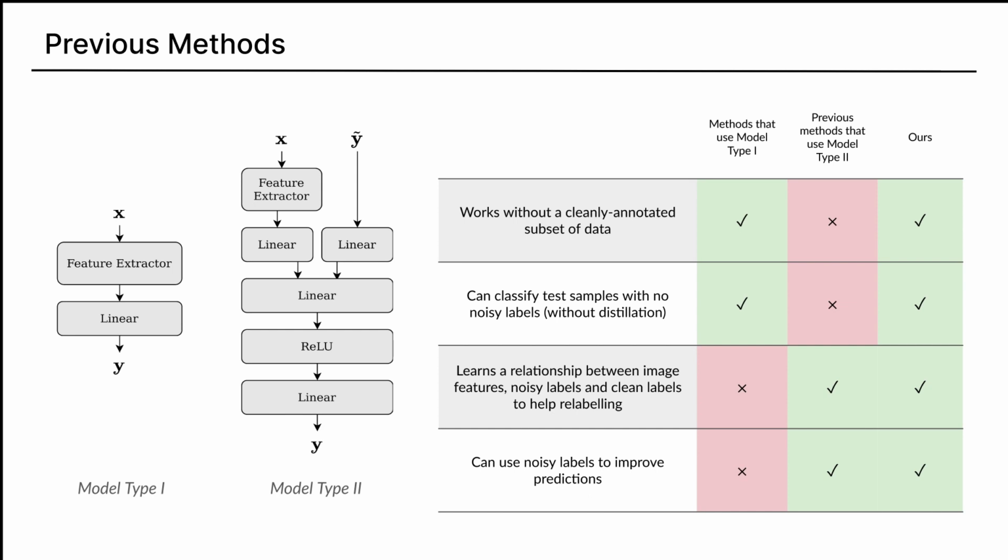In our paper, we train a model, like the one on the right, using a new training algorithm that discovers and utilizes the relationship between image features, noisy labels, and clean labels without requiring a clean subset of data, and that can classify images with and without noisy labels.